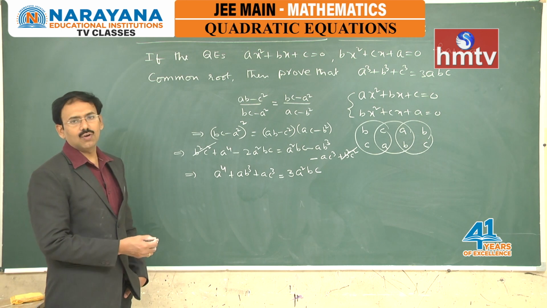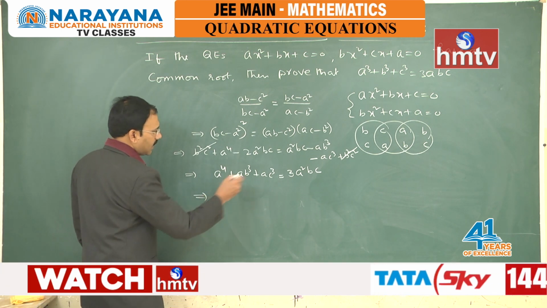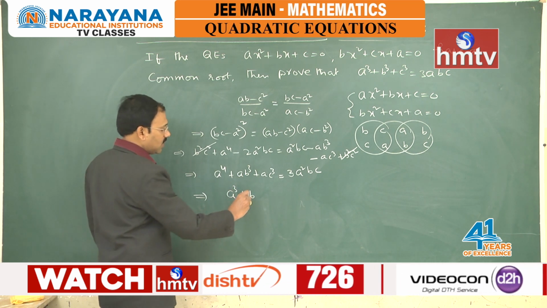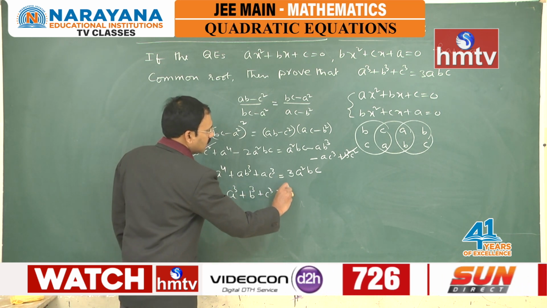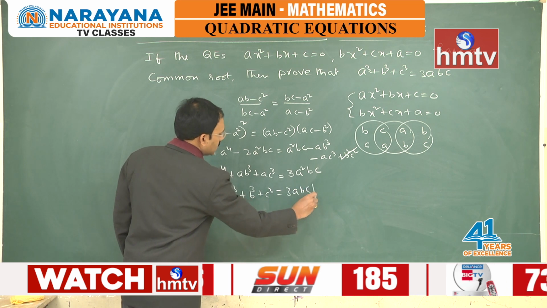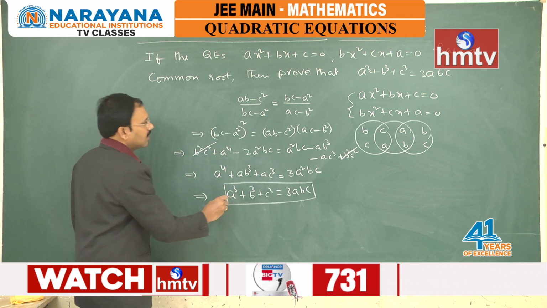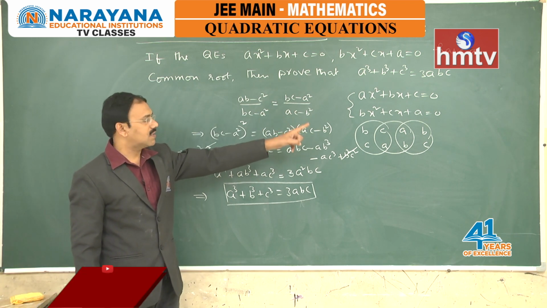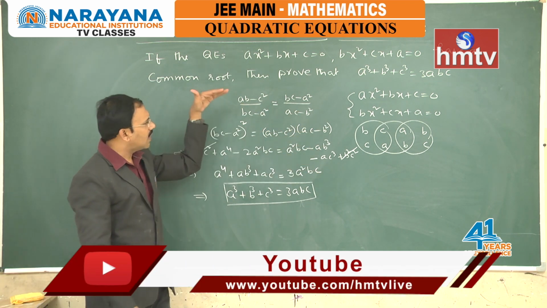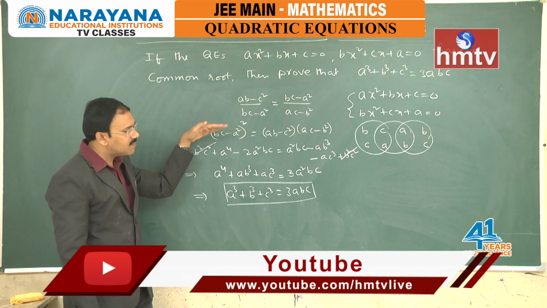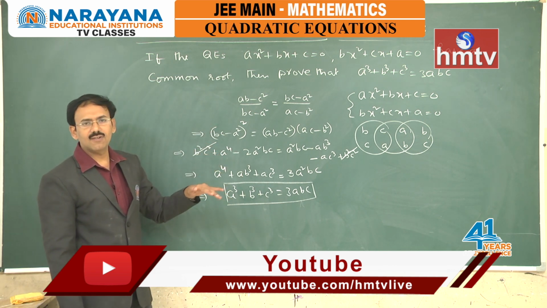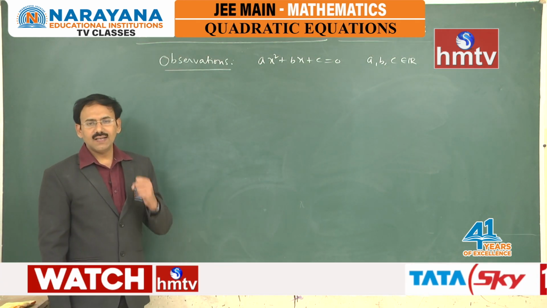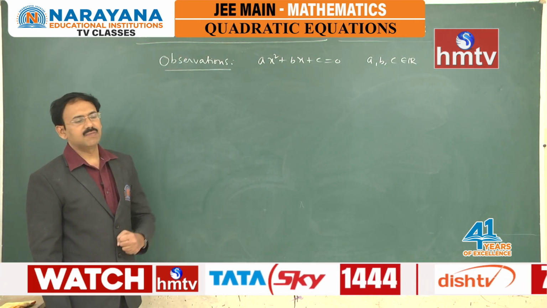Since a is not equal to 0, you can cancel a on both sides, and you will get that a cube plus b cube plus c cube is equal to 3abc. This is simple. Two quadratic equations are given, and they have a common root. I have just applied the condition and, with algebraic simplification, arrived at the conclusion. It's a direct problem. Now, let us see some simple observations.